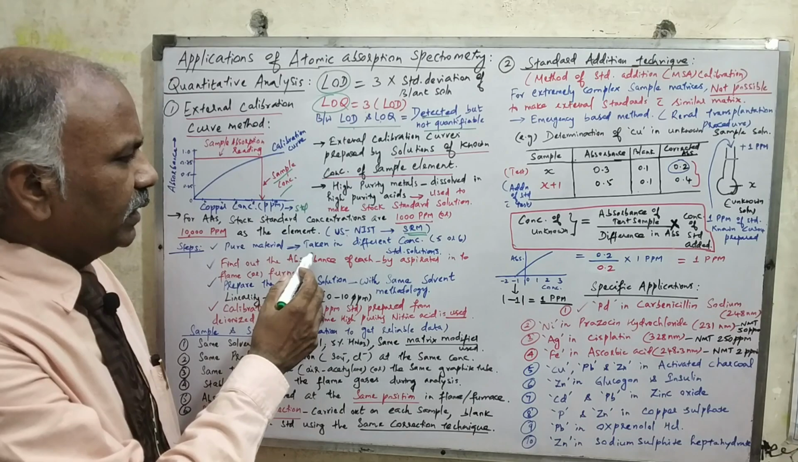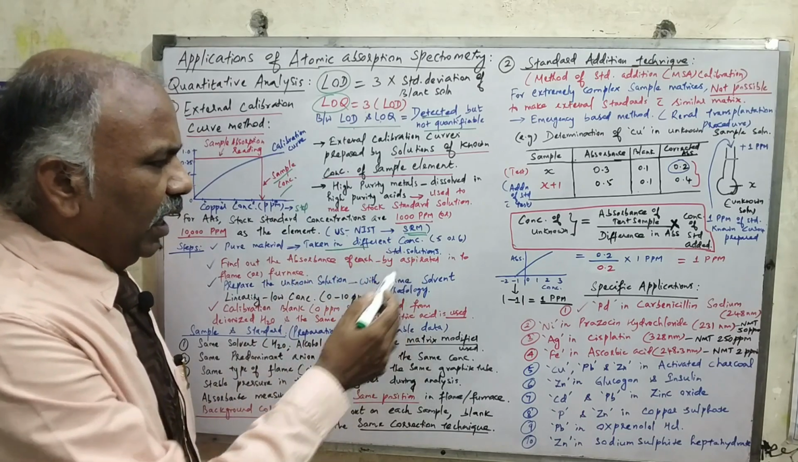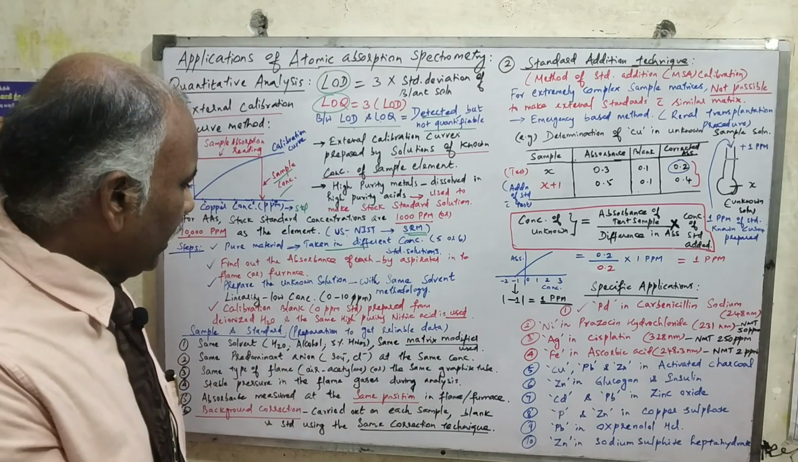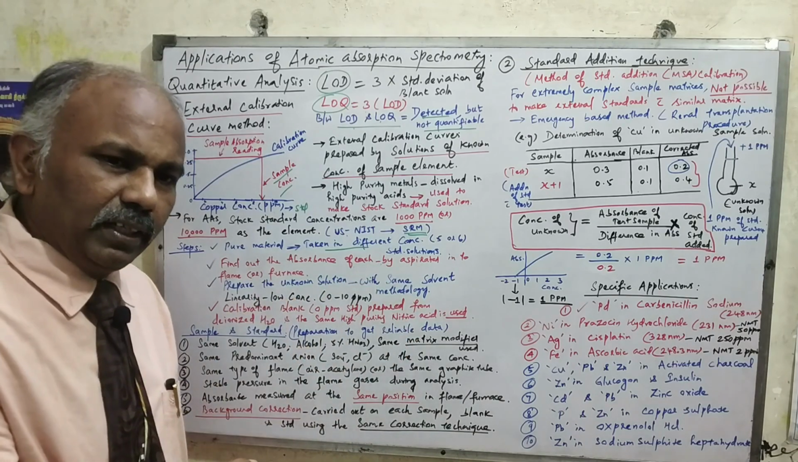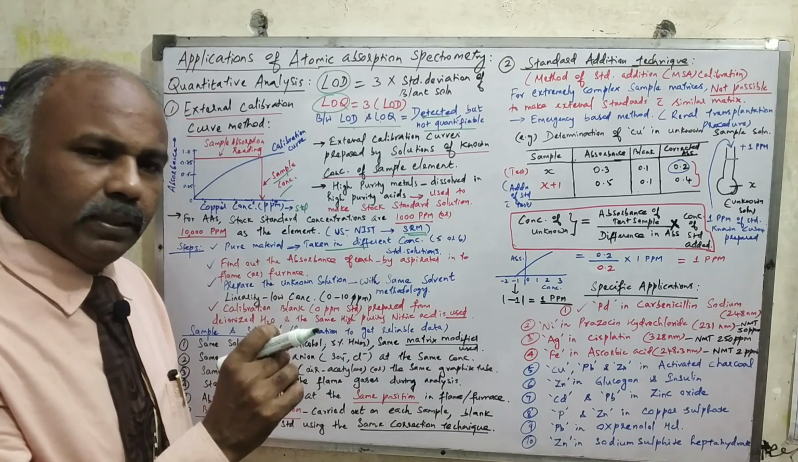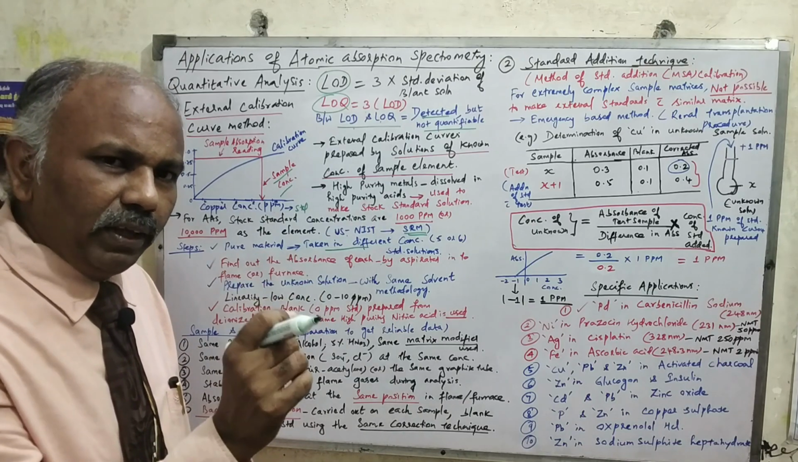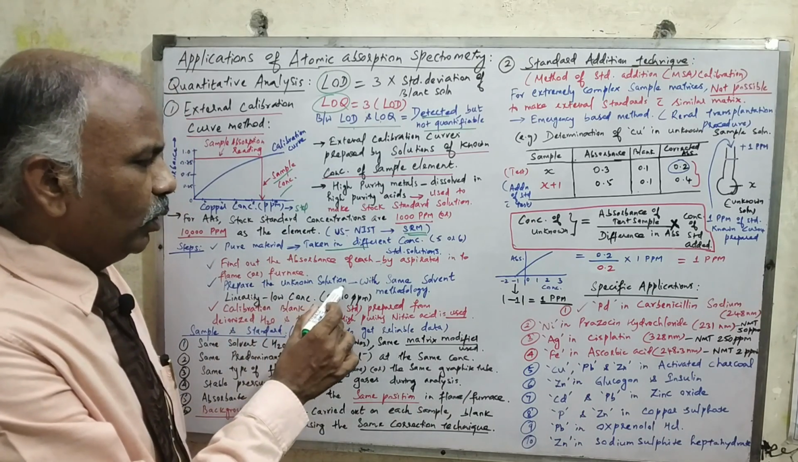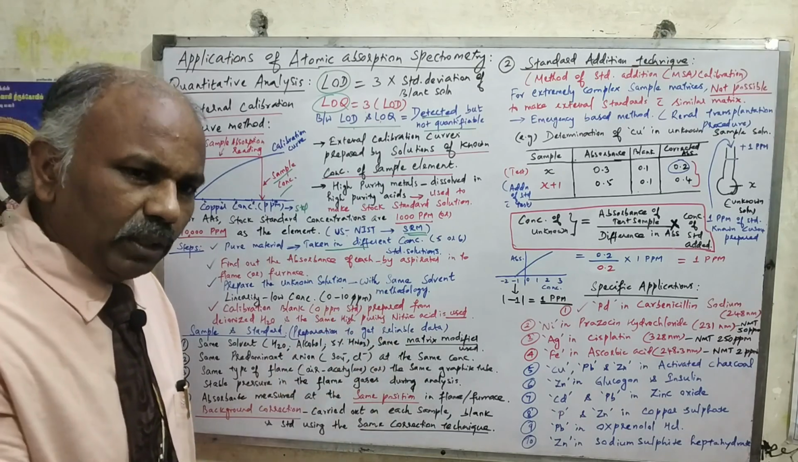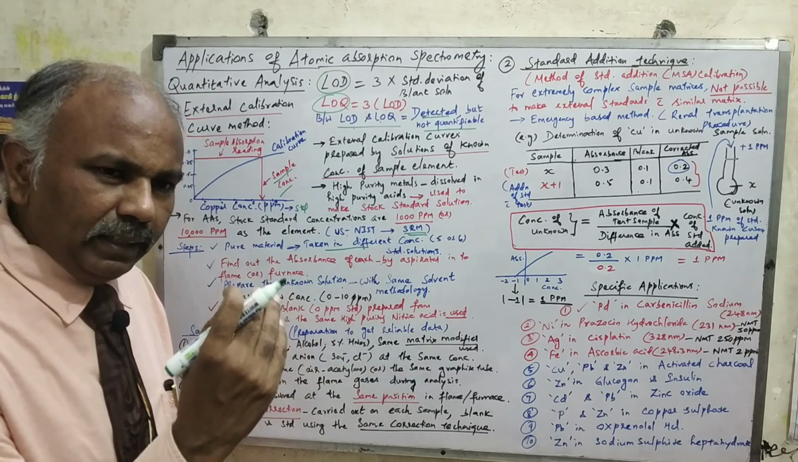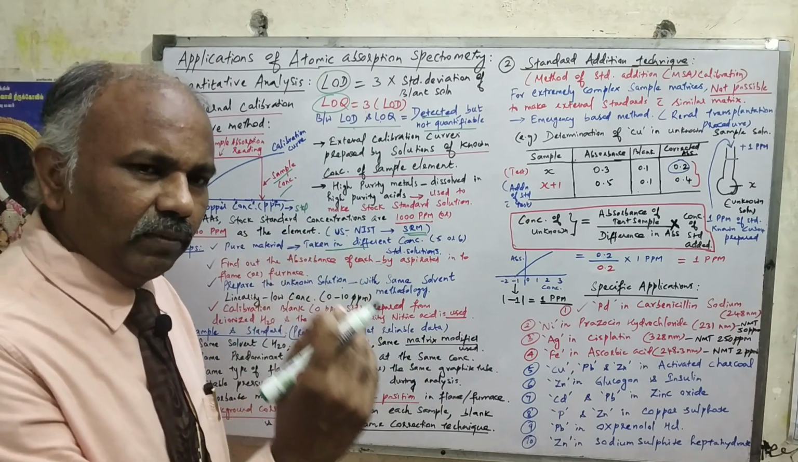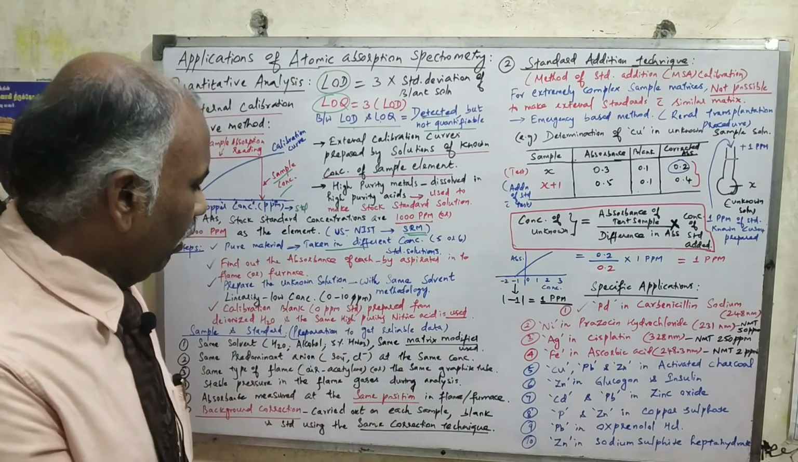So pure material is taken in different concentrations, at least 5 or 6 standard solutions. Find out the absorbance of each by aspirating into the flame or furnace. Prepare the unknown solution with the same solvent methodology. Whatever optimum conditions you use for preparing the standard, the same conditions and solvent methodology you have to use for the test sample also.